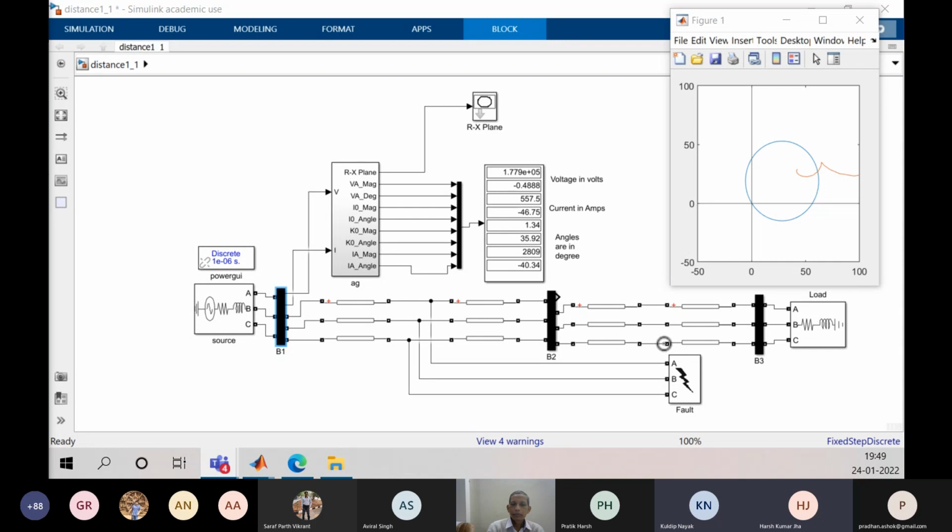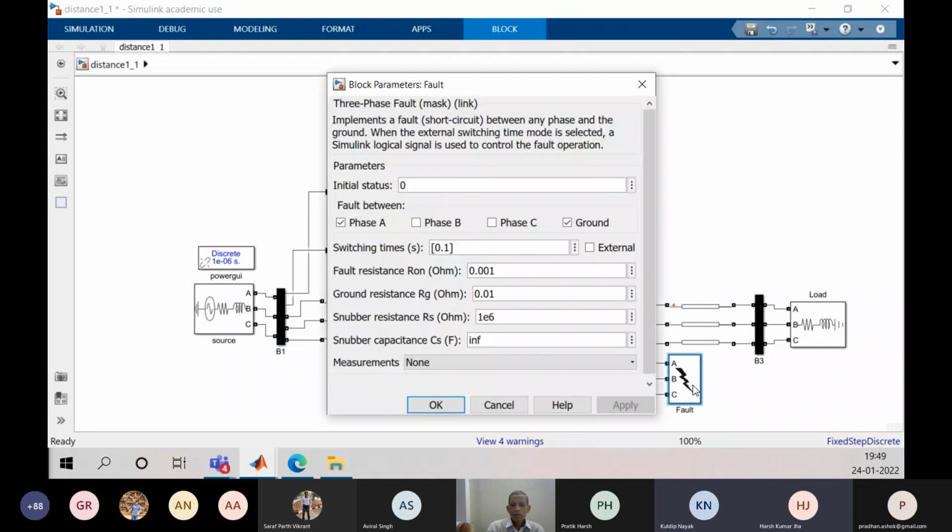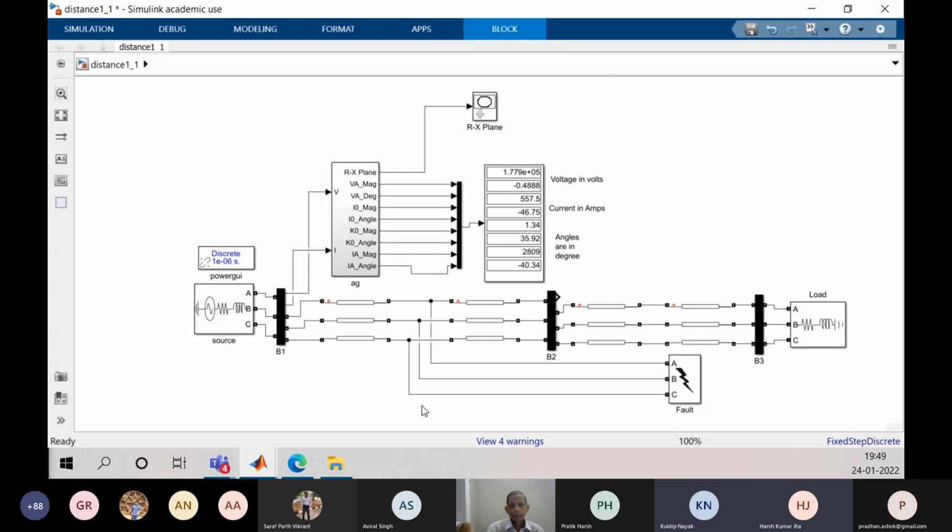So let me run, I can create a fault here. The switching time is 0.1, which means the fault will be applied at 0.1 second, and this is the fault resistance. You can vary the fault resistance here. So now let me run this model for this case.